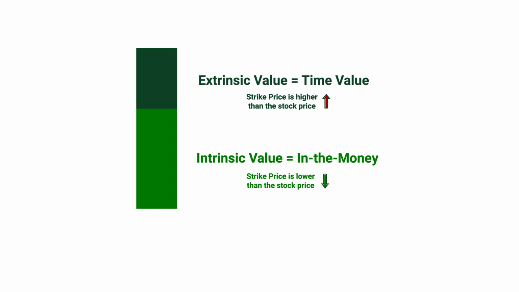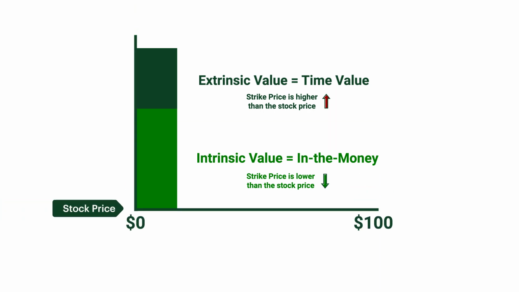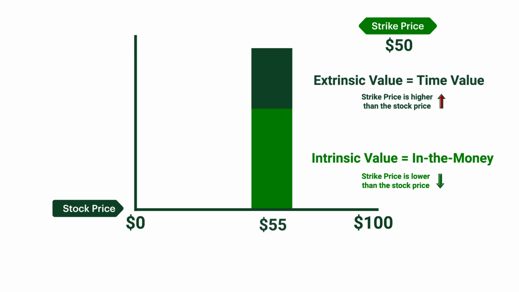The intrinsic value is simply the amount the option is in the money. For example, if you have a call option with a strike price of $50 and the underlying stock is currently priced at $55, the option is $5 in the money. However, the option is currently priced at $7. This additional $2 is the extrinsic value. The extrinsic value is a little more complicated to explain, so we'll save that for a later lesson.